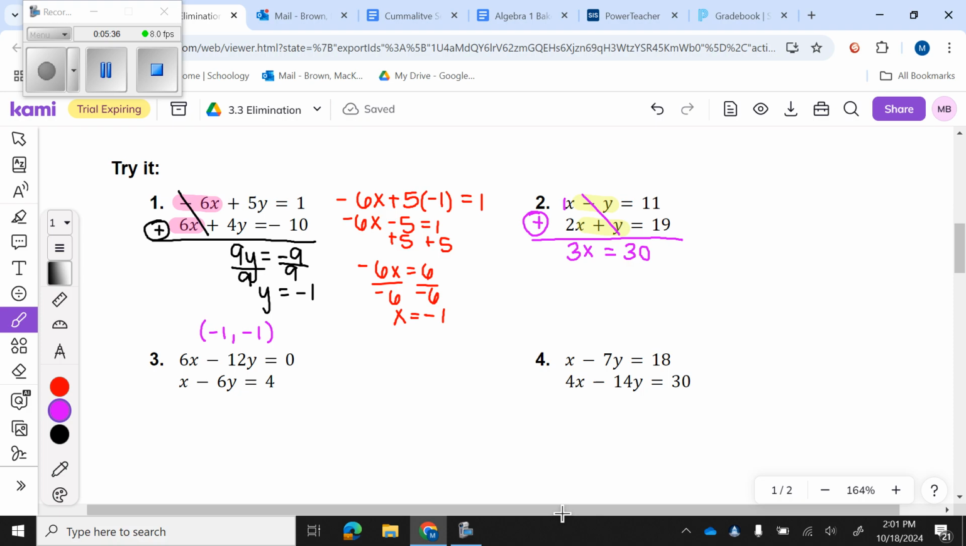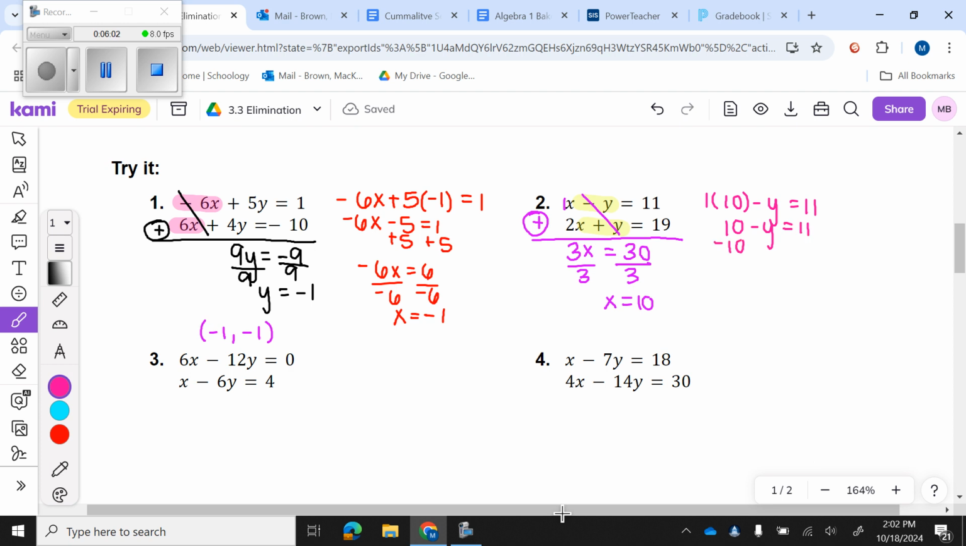To get this x by itself, I'm going to divide both sides by 3, and I'm going to get x equals 10. All right, but I need my y, so I'm going to have to substitute this back into an equation. It doesn't matter which one you do. I'm going to just go into the first equation. So right here where that x is, I'm going to need to put a 10. If you want to have 1 parentheses 10, that's fine. Minus y equals 11. Well, 1 times 10 is just 10, so I've got 10 minus y equals 11.